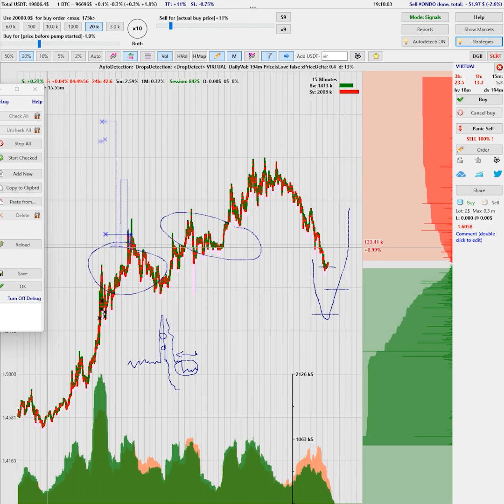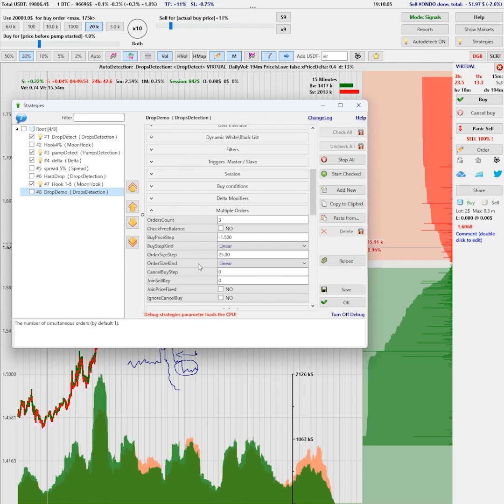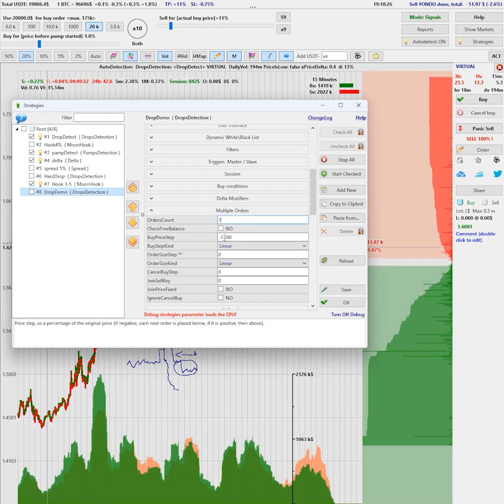And then you can even do things like order size step. Zero would mean that every single order is the same. But if you say 25, it means that the first order will be 10, the second order will be 35, the third order will be like 60. In this case, I'm just going to use one order, but this is basically how it works. You can do linear or exponential.